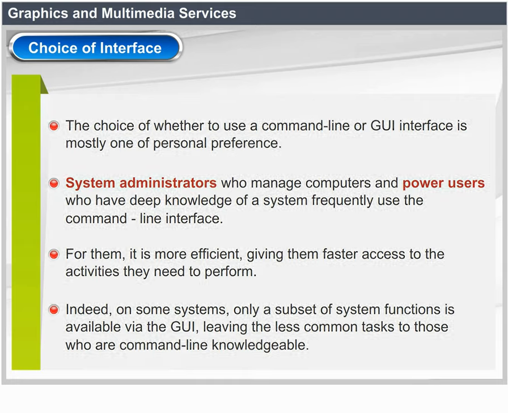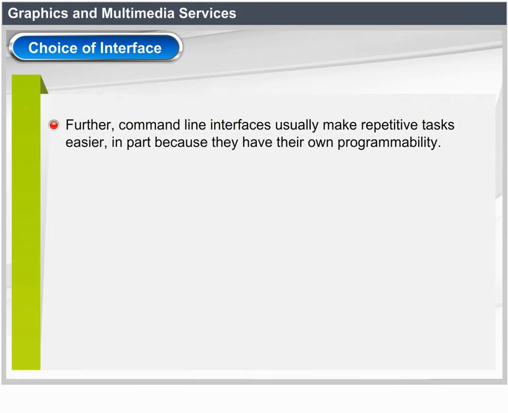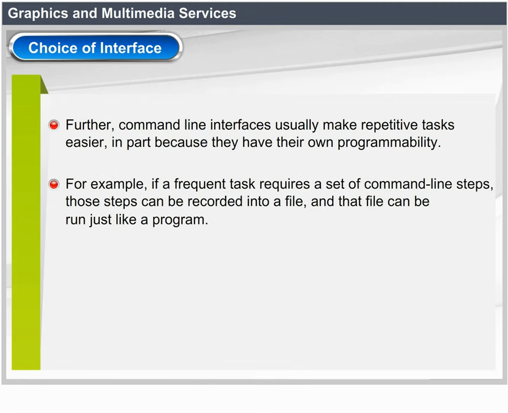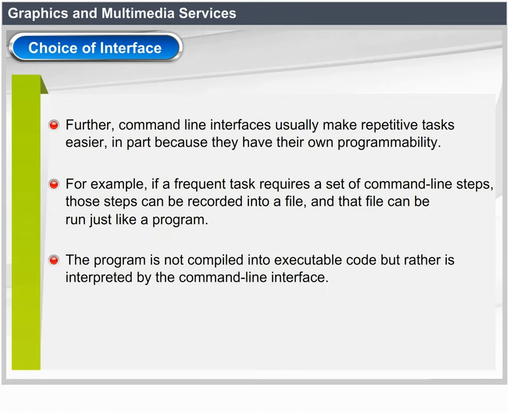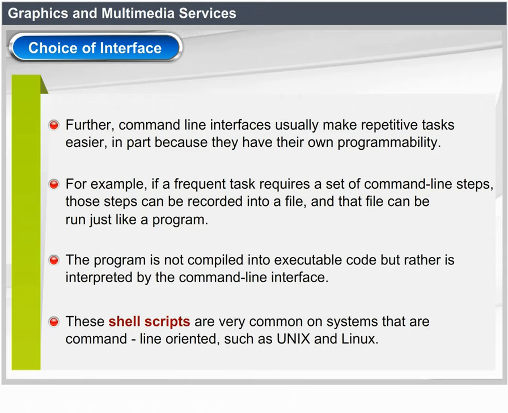Further, command line interfaces usually make repetitive tasks easier, in part because they have their own programmability. For example, if a frequent task requires a set of command line steps, those steps can be recorded into a file and that file can be run just like a program. The program is not compiled into executable code, but rather is interpreted by the command line interface. These shell scripts are very common on systems that are command line oriented, such as Unix and Linux.